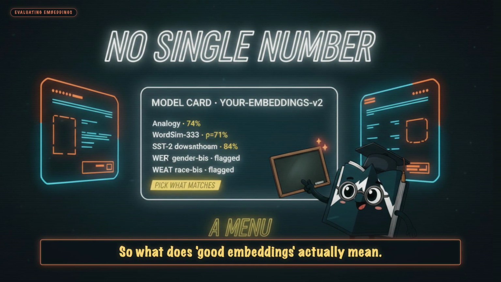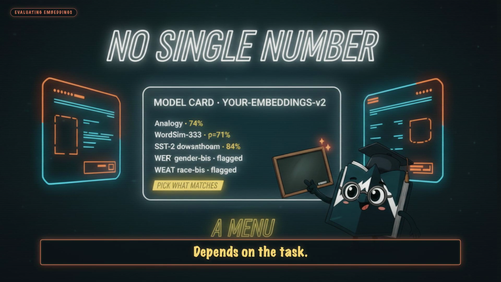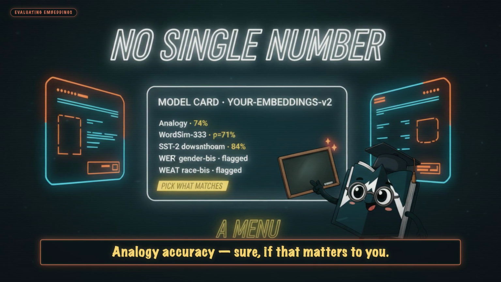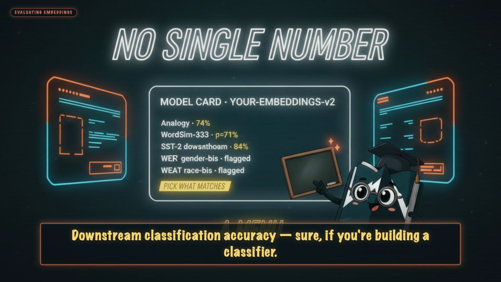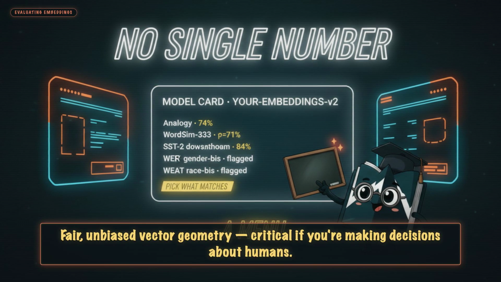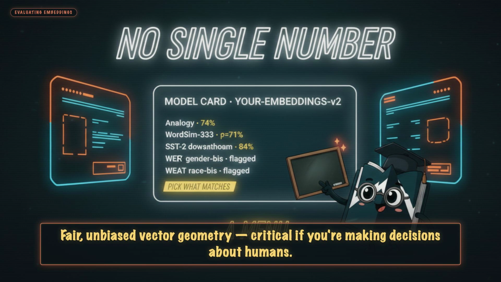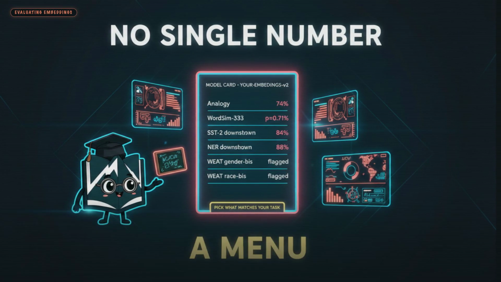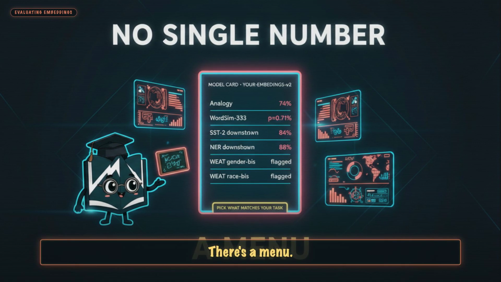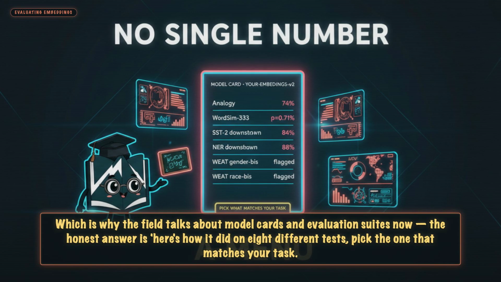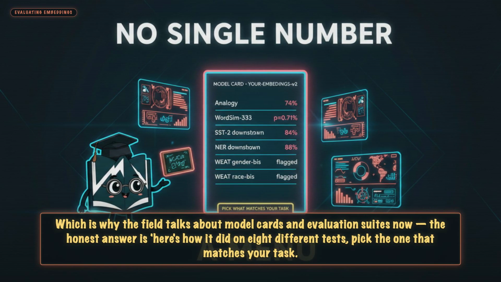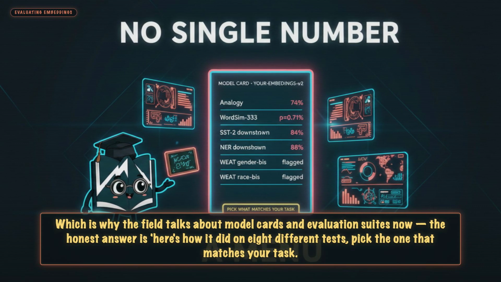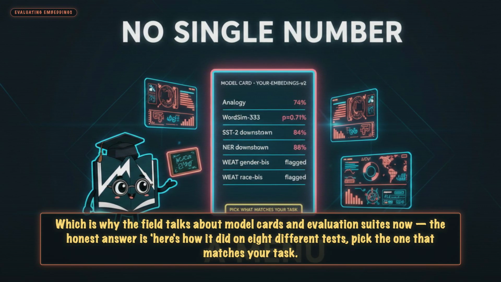So what does "good embeddings" actually mean? Depends on the task. Analogy accuracy, sure, if that matters to you. Downstream classification accuracy, sure, if you're building a classifier. Fair, unbiased vector geometry: critical if you're making decisions about humans. There's no single number. There's a menu, which is why the field talks about model cards and evaluation suites now. The honest answer is, here's how it did on 8 different tests. Pick the one that matches your task.